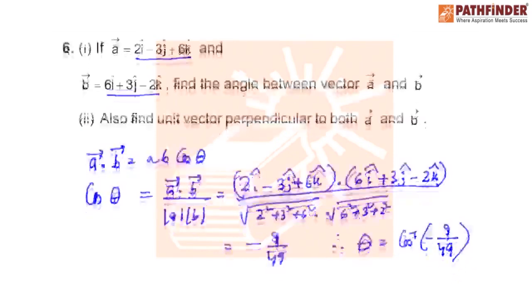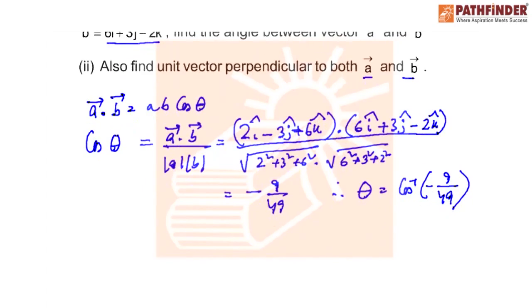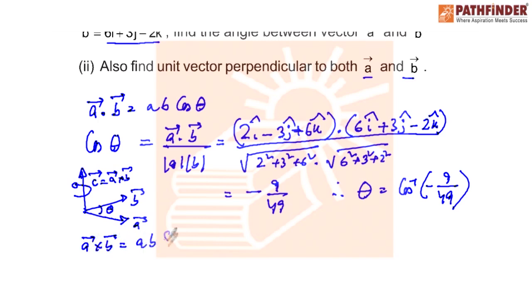Now the next part is the unit vector perpendicular to both a and b. So when you have anything perpendicular, you need to know that if I have vectors a and b, then the perpendicular vector should be the cross product, which is c, that is a cross b. So here we need to get the cross product. So whenever you have to find a unit vector perpendicular to this, we need to get the cross product. Now, when we are multiplying a and b, we should put it like this: a cross b, that is ab sin theta.